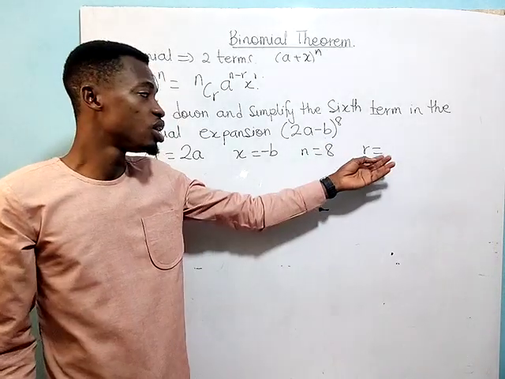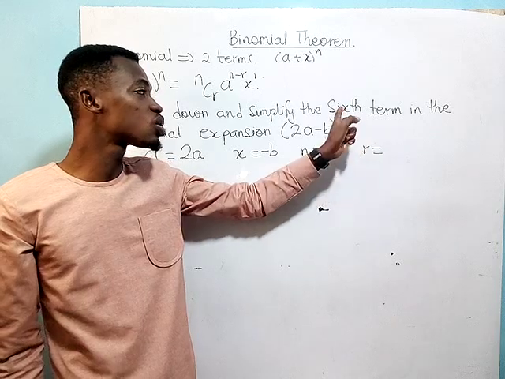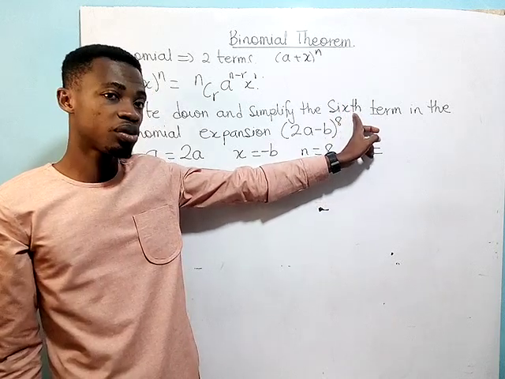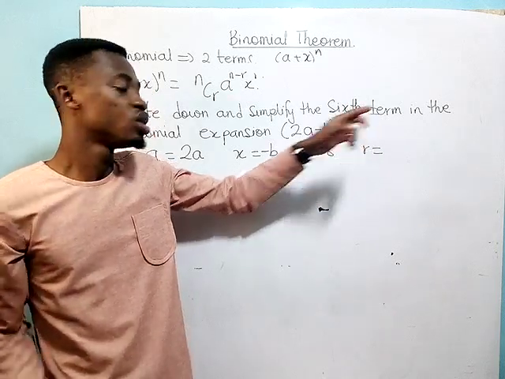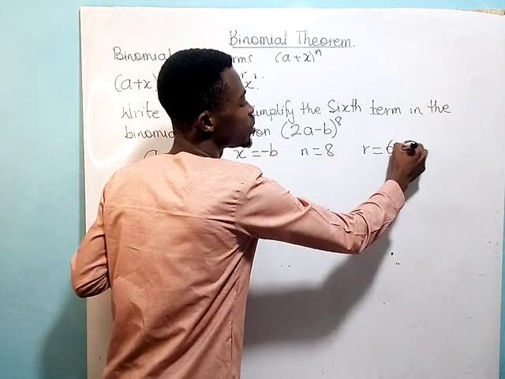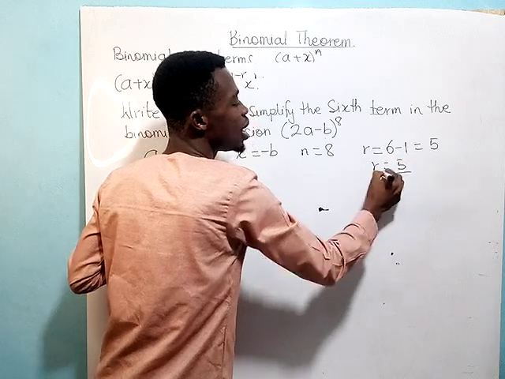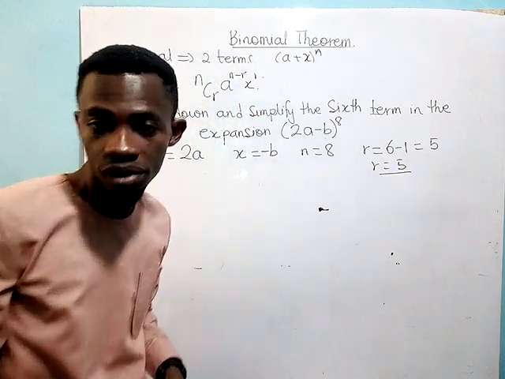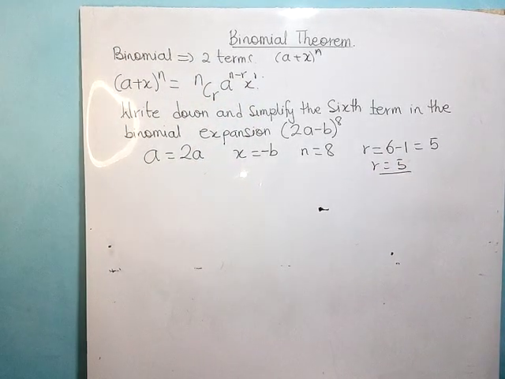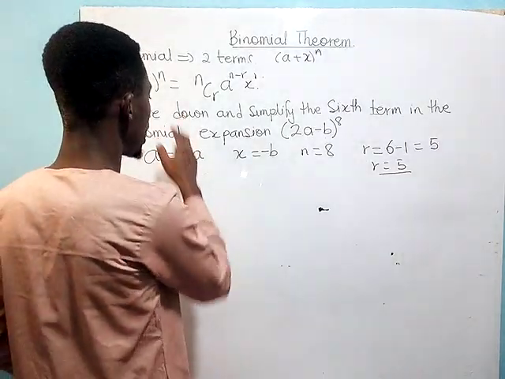But take note, your r is always one less than the term you are looking for. So the sixth term, one less than 6, so 6 minus 1 is going to give us 5. So our r is 5. Okay, so now let's expand.